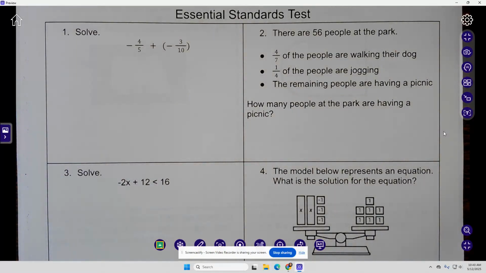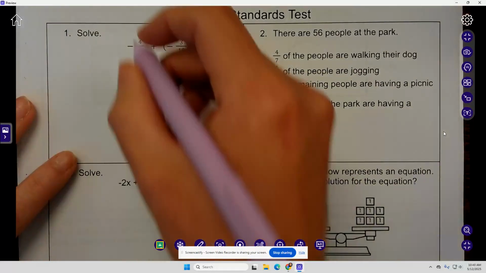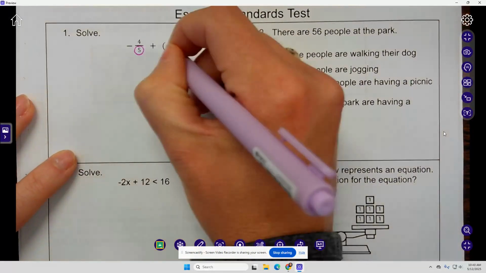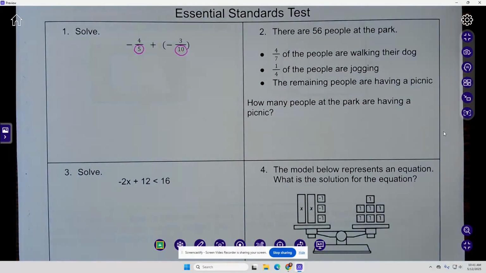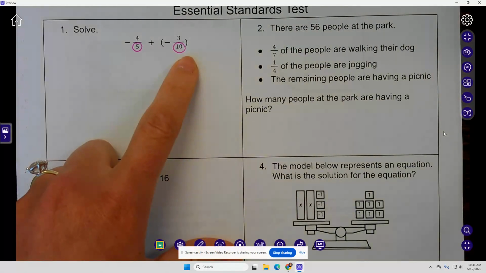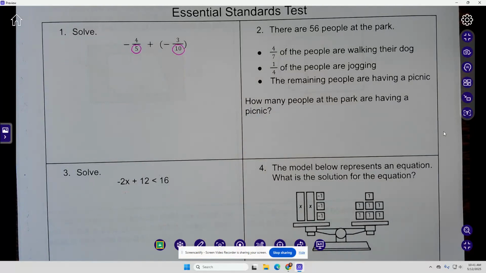So number one, we have two fractions that we're adding together. Remember, when you're adding fractions, you have to have a common denominator. So for example, 5 and 10 are not the same number, so we have to find a common denominator that both of these numbers can go into in order to add these fractions. So I see I have a 5 and a 10, and I know 5 can go into 10 evenly, so my least common denominator is 10.